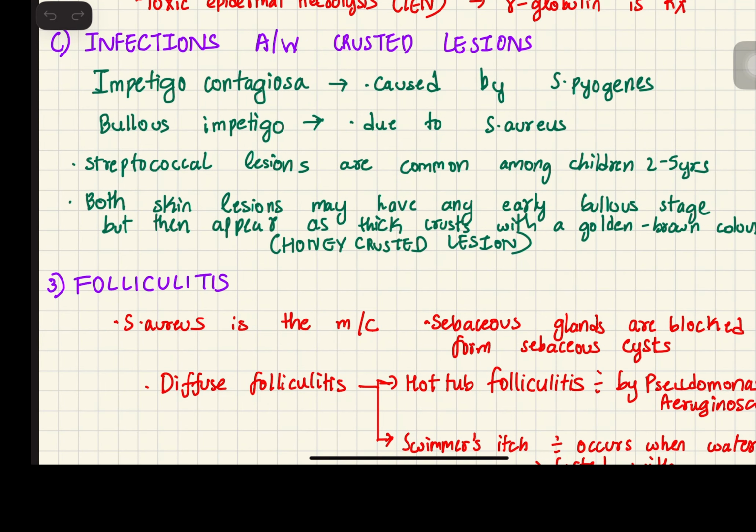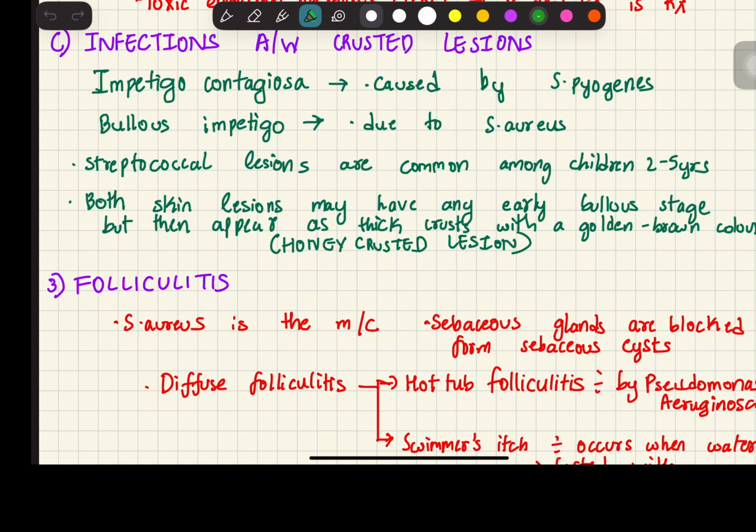Now the sticky stuff. Crusted lesions from dried-out vesicles, super common in pediatrics. First one is impetigo contagiosa. Basically, they are caused by Streptococcus pyogenes. They are more common in children between 2 to 5 years and more common on the face or extremities. It starts vesicular but then appears honey-crusted, golden brown. Basically, they are honey-crusted lesions. This is very important. Remember this.